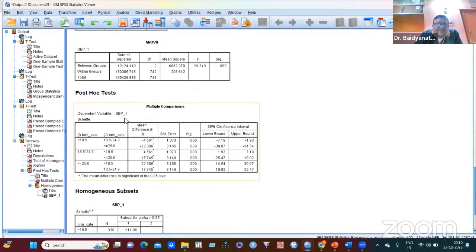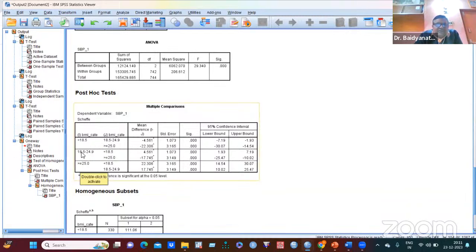and this is the post hoc test, multiple comparison. First group versus second group, the mean difference is this one, and it is not showing the t value, but showing the probability value only. This is significant. So first versus second group is significant. First versus third group is also significant.